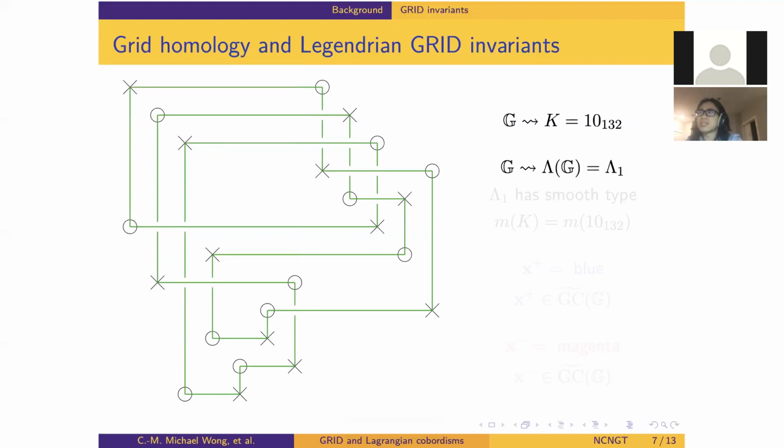I'm going to call this link lambda 1, Legendrian link lambda 1. And because we change all the crossings, lambda 1 has smooth type the mirror of K. Okay, so it has smooth type m(10_132).